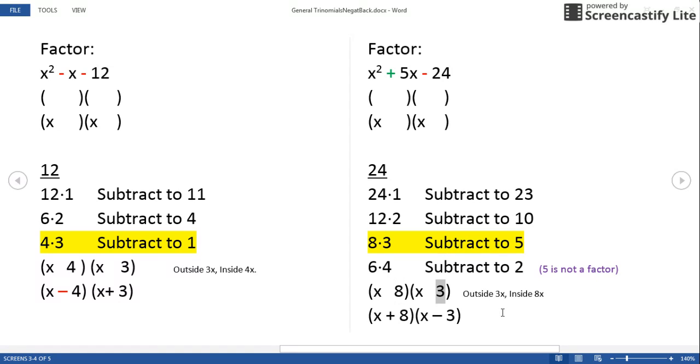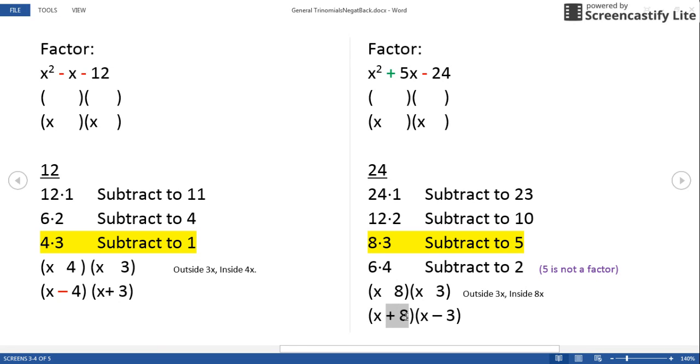Now again, how will I determine what signs need to go in each set of parentheses? The larger product, when we compare outside and inside, gives me the sign that is in the middle. I want the larger product to be positive. If we multiply the outside things, we get 3x. If we multiply the inside things, we get 8x. Who's bigger? 8x is bigger. So the 8 needs to have the sign that is in the middle of our problem.